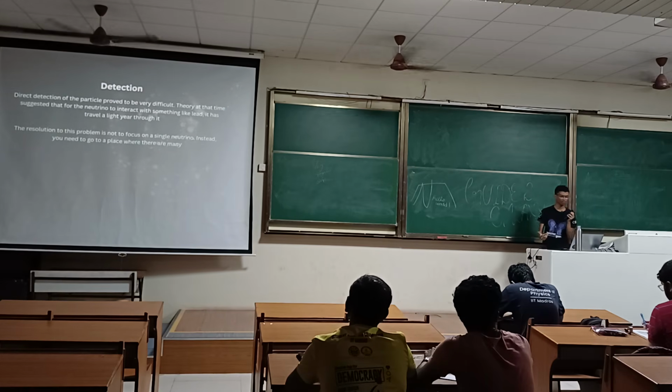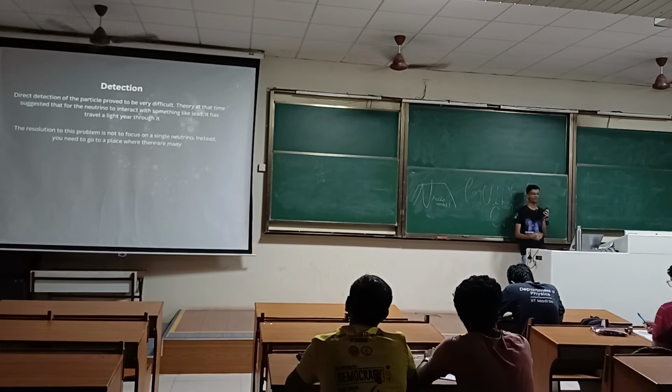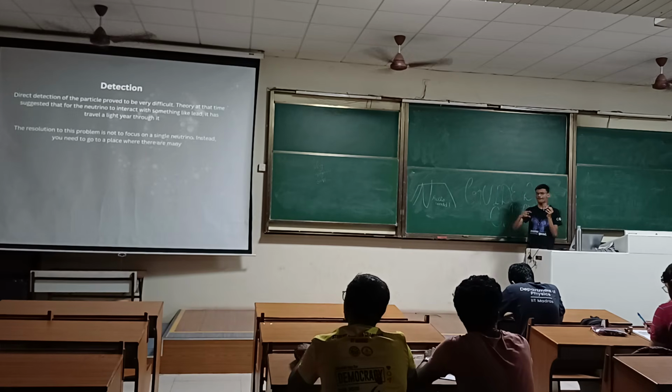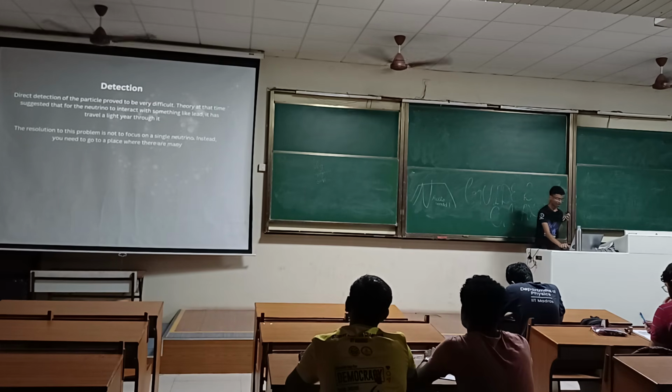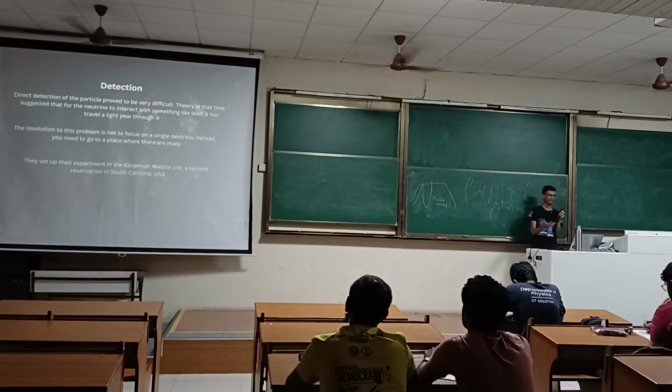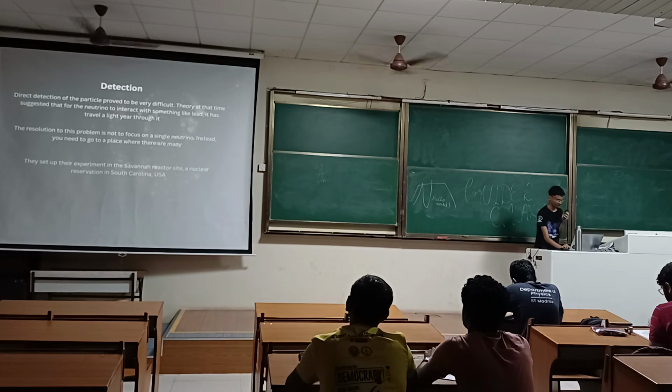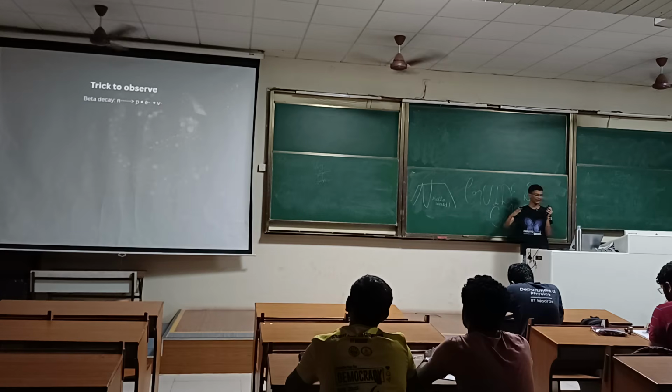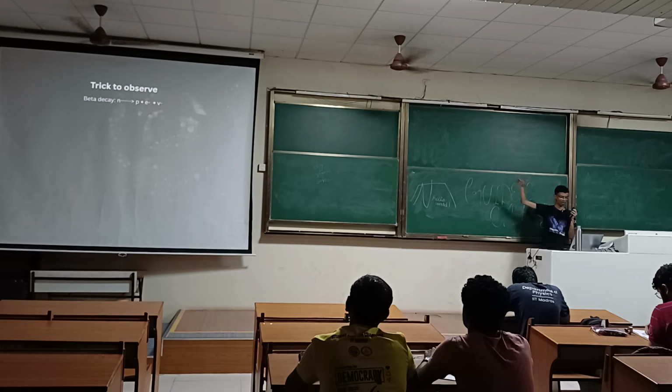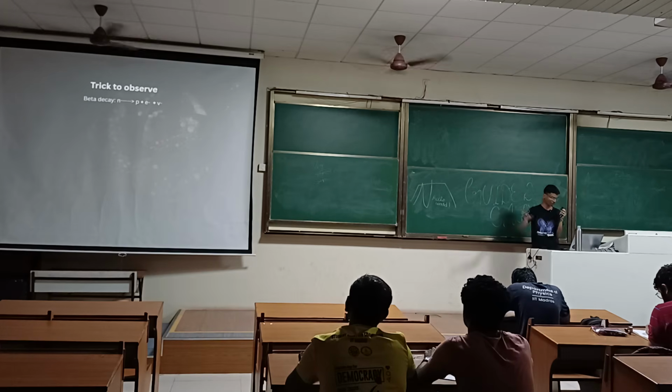So the resolution to this problem is not to focus on a single neutrino, and instead to go to a place where there are many neutrinos. They set up their experiment at the Savannah River reactor site, which is in South Carolina, USA. Beta decay is basically the decay of a neutron to give a proton, an electron and a neutrino.